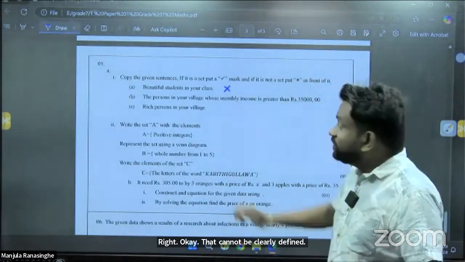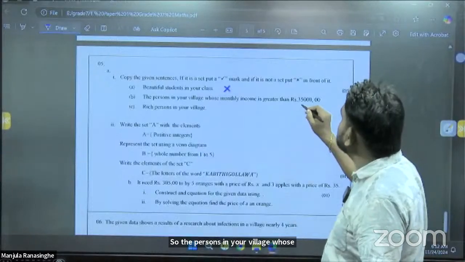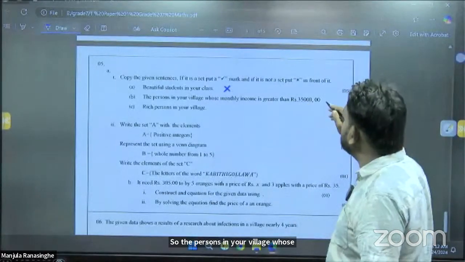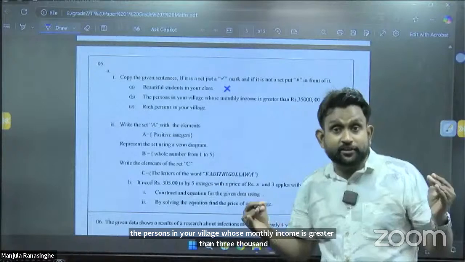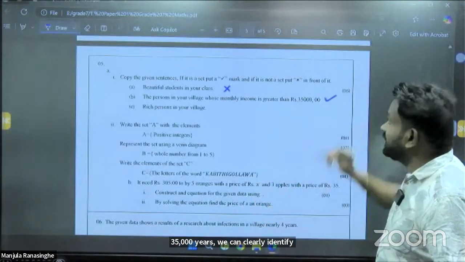The persons in your village whose monthly income is greater than 35,000, yes, we can clearly identify the persons who earn more than this. Yes, that is a set.